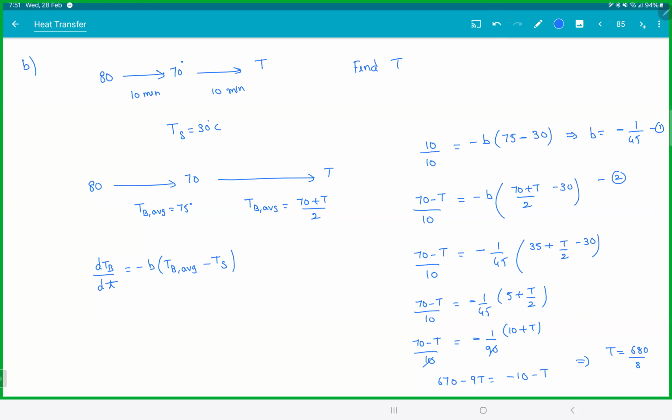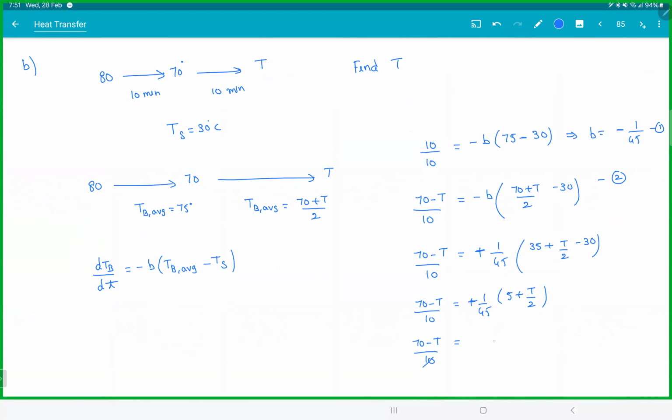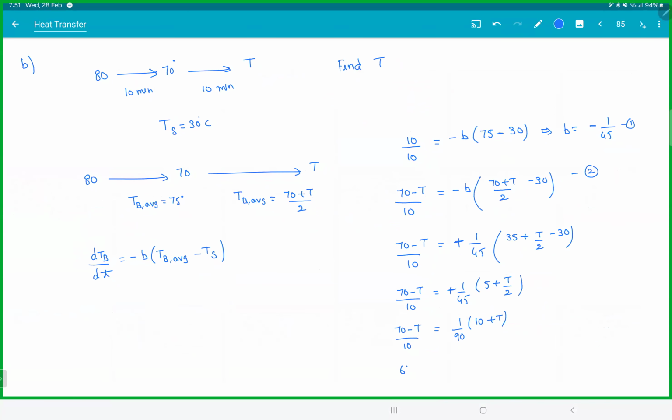I messed up somewhere, no? B has a minus sign, so when substituting it will become plus. Yes, minus sign, you're right. That would be 630 minus 90 is 10 plus T. So that gives 620 is 10T. T is 62 degrees. Okay?